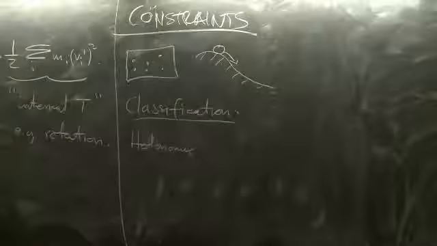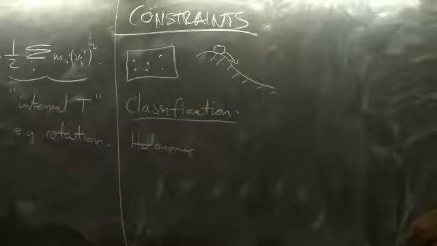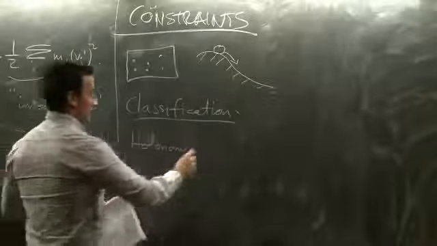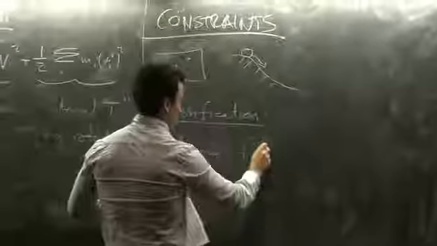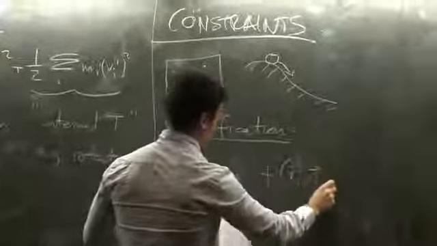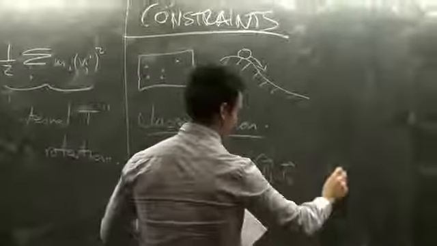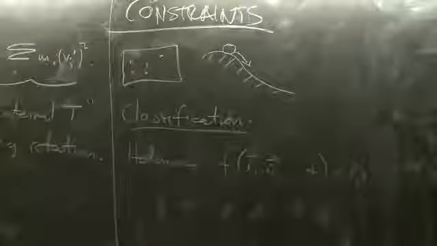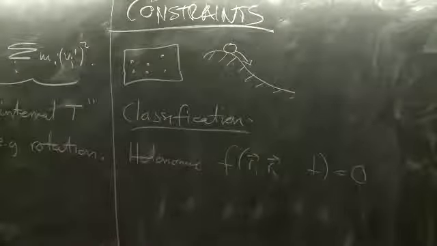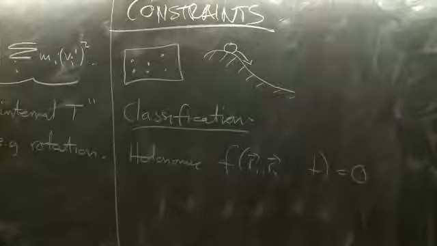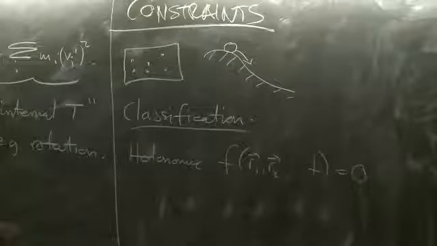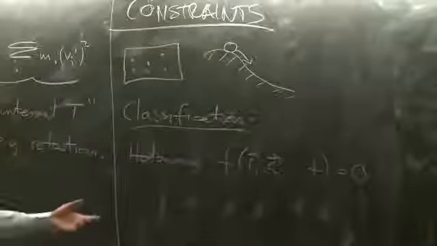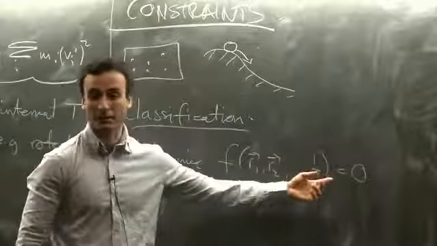One type of constraint is known as a holonomic constraint. And a holonomic constraint can be written the following way. It's a function of the particles R1, R2, etc., and all the particles in the system, and possibly even time. And it has to be equal to 0.